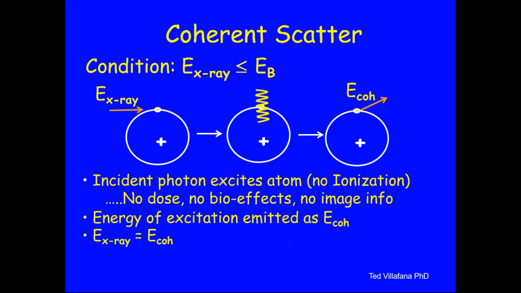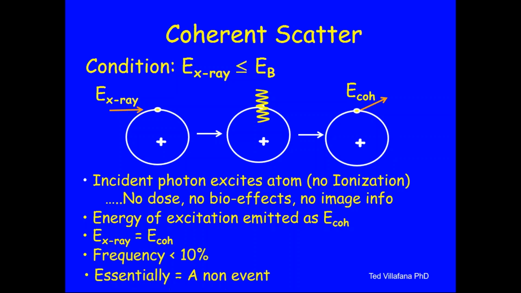So the overall result is that the energy coming in is scattered off in some other direction. But the energy of that scatter has a very important relationship and really identifies the process: the energy emitted, the E sub coherent here, is exactly equal to the X-ray energy coming in. There's an exact correlation. Energy in is exactly equal to energy out. And that's why it's called coherent. By the way, it's also called classical scatter. And we've already seen that the frequency is less than 10%. So essentially, this is a non-event.